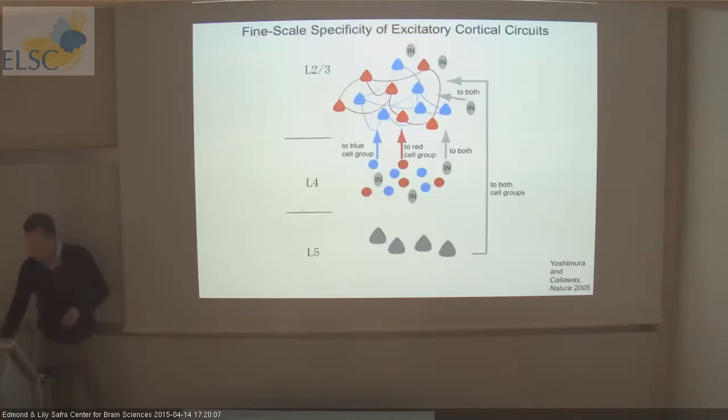So that's how we make this sort of cartoon diagram. We say that if cells are connected to each other, they're more likely to share a common input than if they're not. So we call this sort of fine-scale specificity of connections, that there are relatively independent subnetworks of neurons embedded within the cortex.